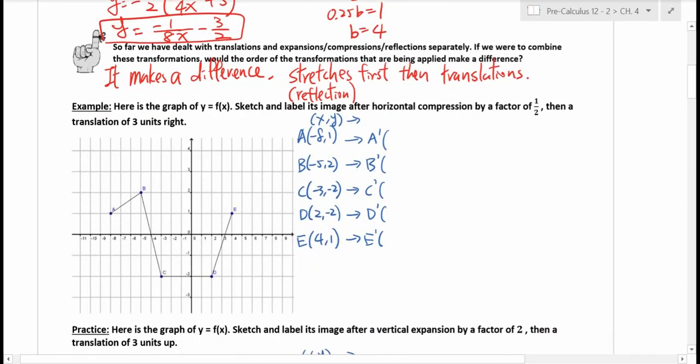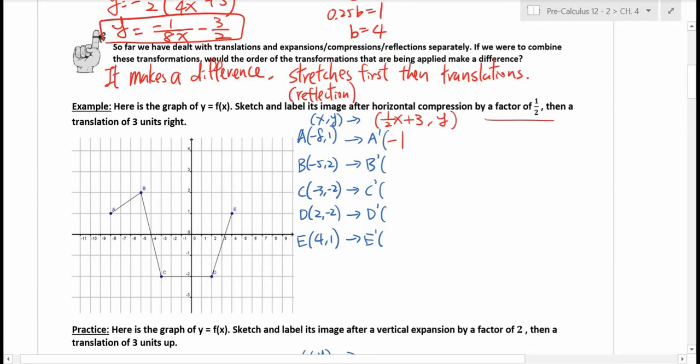Here's the first example. I have labeled the points here already. It says sketch and label its image after horizontal compression by a factor of 1/2, and then 3 units right. So we are going to change x because of the horizontal compression by a factor of 1/2, so it's just going to be 1/2 x. And then 3 units right, therefore for the x value, once we multiply by 1/2, we need to add 3. The y value will remain the same. Now I'm just going to multiply all the x values by half, or just divide by 2, and then plus 3, so we should get negative 1.